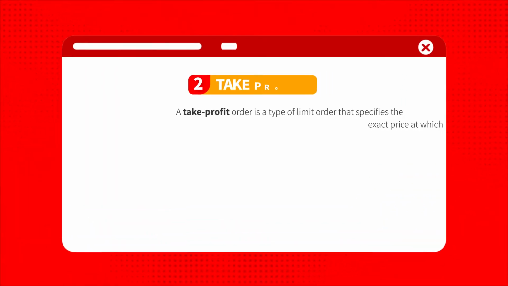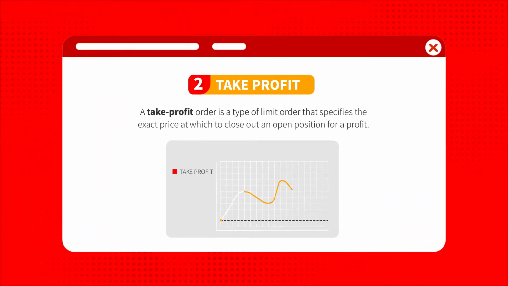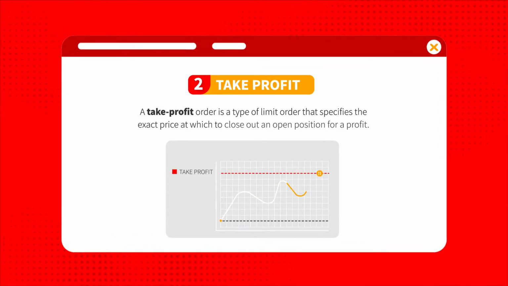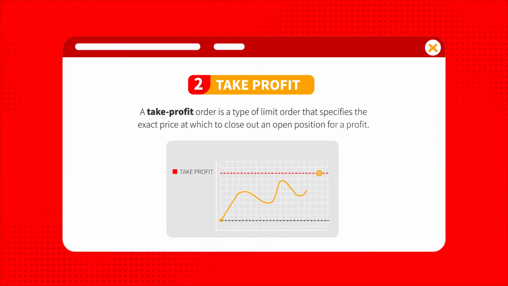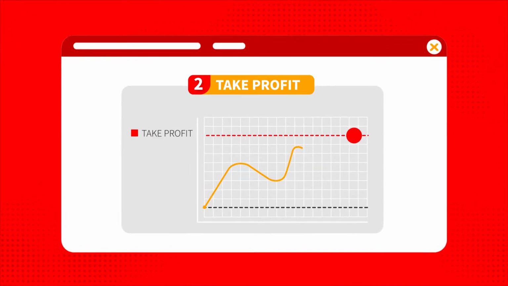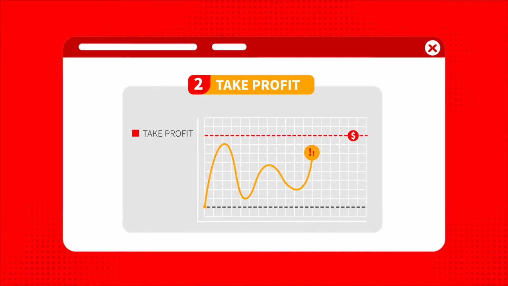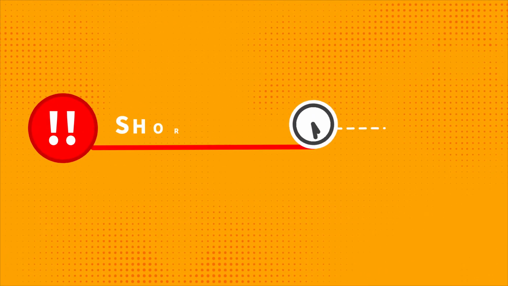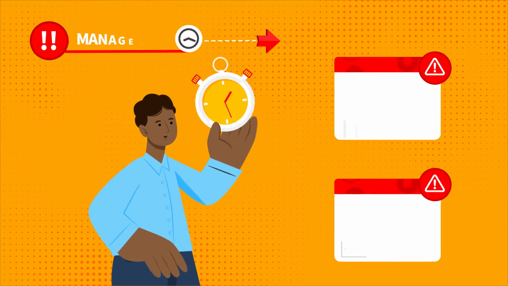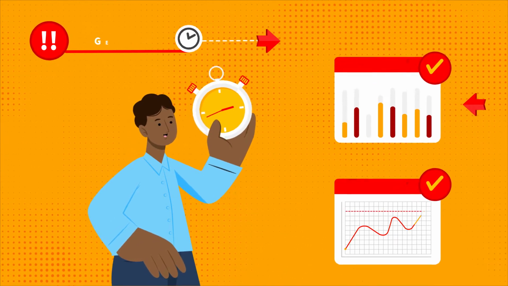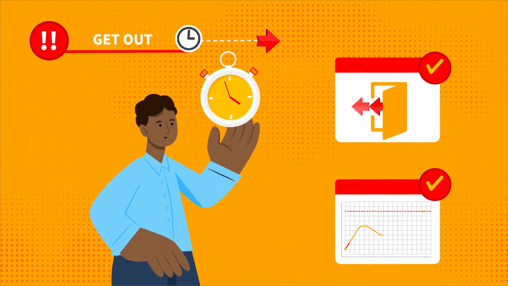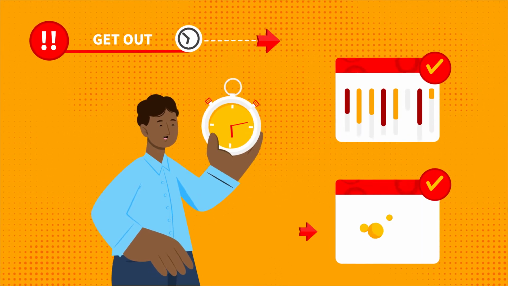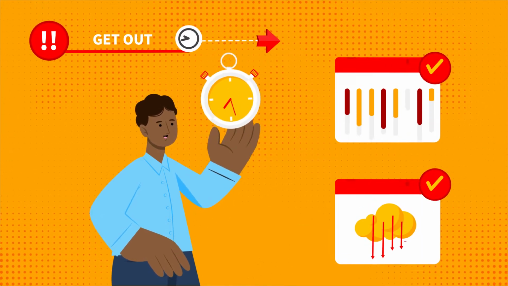A take profit order is a type of limit order that specifies the exact price at which to close out an open position for a profit. If the price of the security does not reach the limit price, the take profit order does not get filled. Take profit orders are best utilized when short-term traders are looking to manage their risk. This is because they allow a trader to get out once their planned profit target has been hit while not risking a possible future decrease in the price.